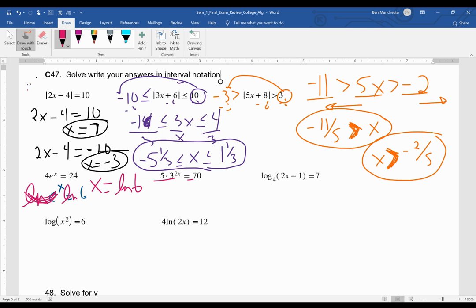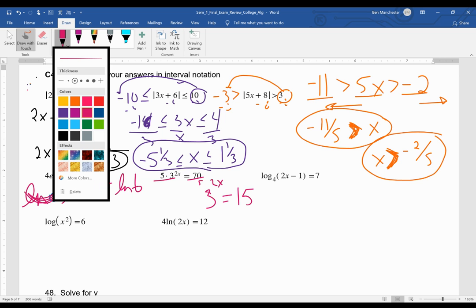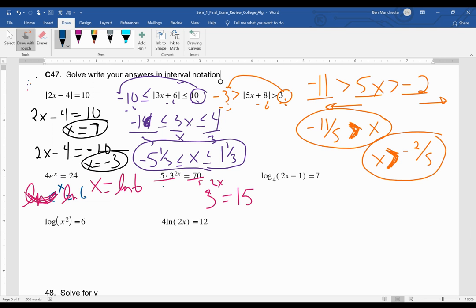Okay, first step, divide by 5. 3 to the 2x equals 70 divided by 5. Who is that? 15? I believe so. So now we have our issue here. There's a couple of ways we can do it. Number one, if you want to get rid of the 3, we can take the log with the same base. So log base 3 of both sides.